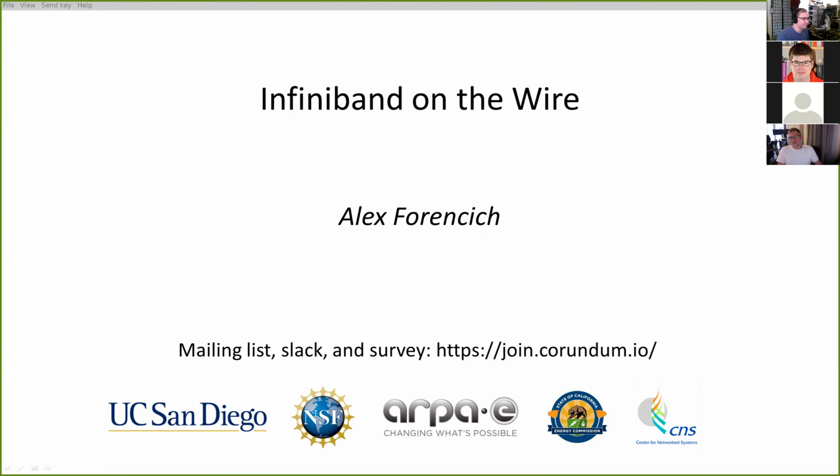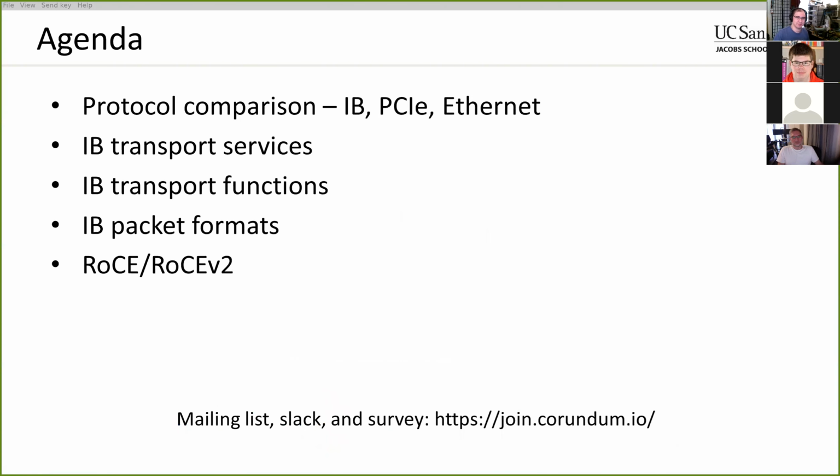All right, so the agenda for this talk: I'm going to take a look at a quick protocol comparison of InfiniBand, PCI Express, and Ethernet, because there are some similarities and some differences. If you're familiar with one or more of these protocols, it might be interesting. The design of the physical layer does have some impact on how the protocol works. Then I'm going to take a look at IB transport services, transport functions, and, at a very high level, what the packet formats look like, and then how RoCE fits into all of this.